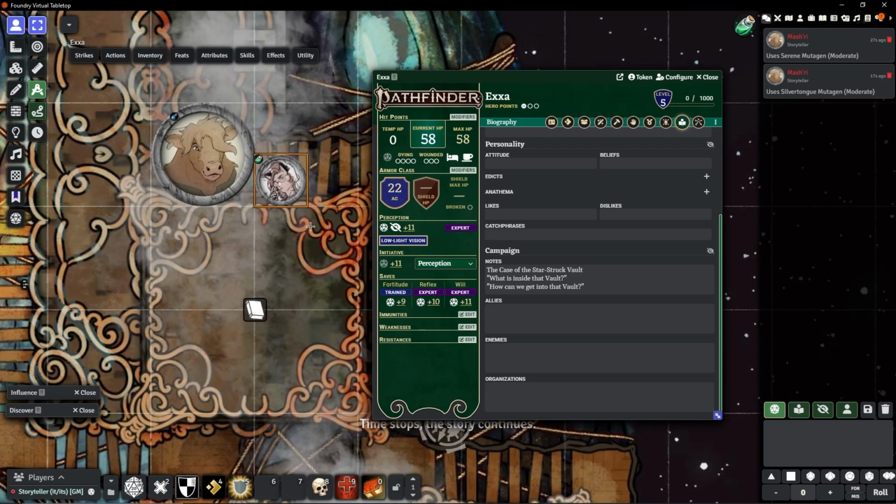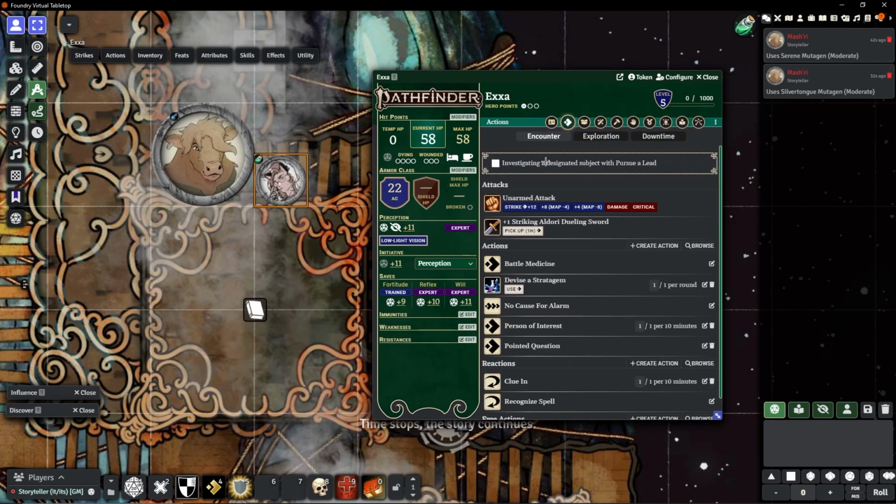But just in case, I decided to provide an alternative question that Exxa could also pursue. How can we get into that vault? To be able to apply the investigation bonus from Pursue a Lead to the skill checks here.